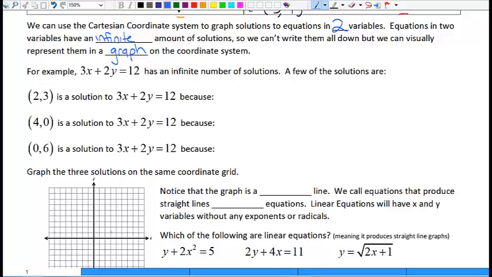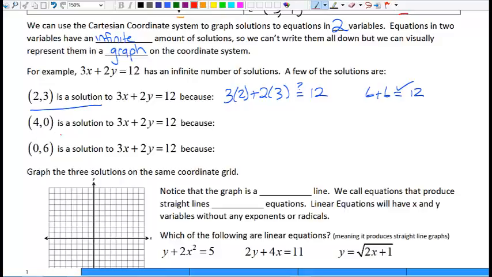So for example, 3x plus 2y equals 12 has an infinite number of solutions. Let me just show you a few. (2, 3) is a solution. It truly is, and let me show you why. Because 3 times 2 plus 2 times 3, is that truly equal to 12? Well, let's work it out. 6 plus 6. Yep, that truly does equal 12. So (2, 3) is a solution.